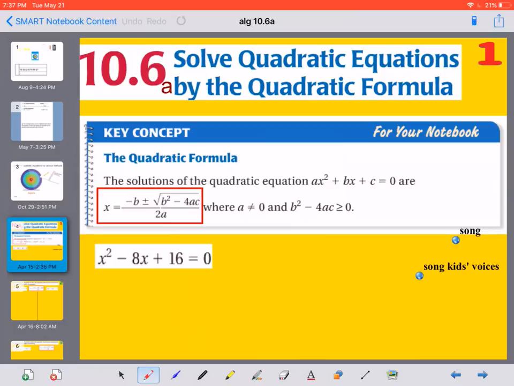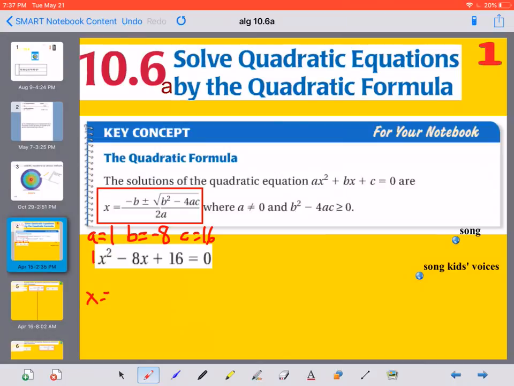So what we're going to do is start by figuring out what our a, b, and c are. In this case, our a comes before the x, which is 1. Our b is going to be negative 8, and our c is going to be 16. So now we just put this into our quadratic formula.